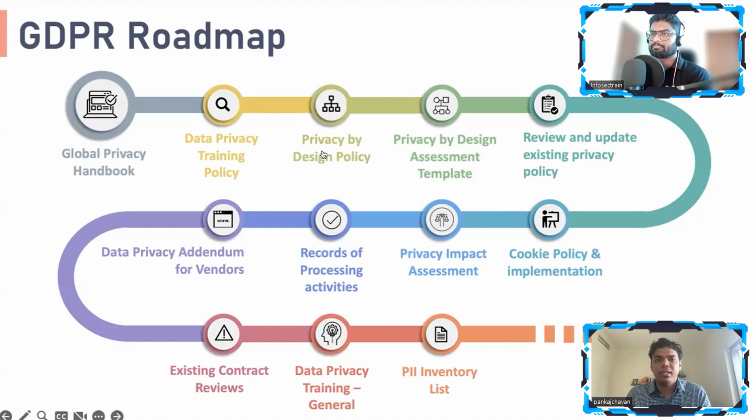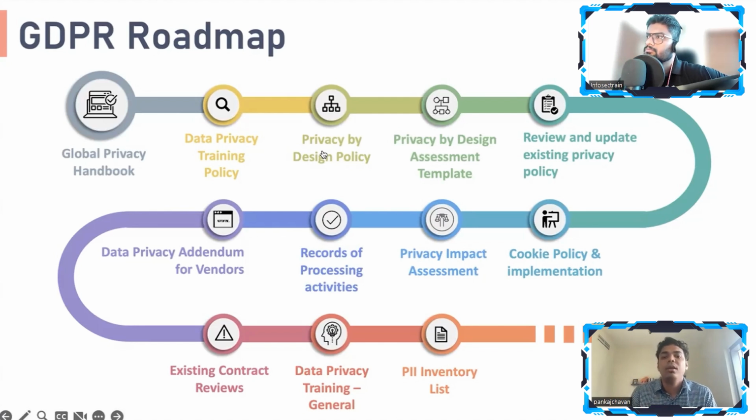Now, once I have done this, the next step would be that I try to either see records of processing activity, or I see privacy impact assessment. Now let's understand these both processes in detail. When I say records of processing activity, you can call it the Bible of the entire privacy program that you are running.